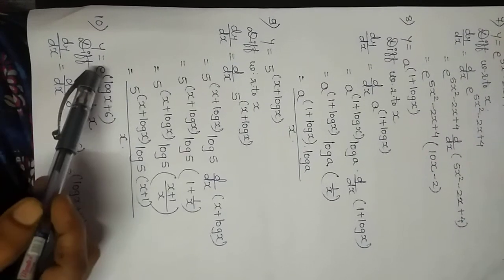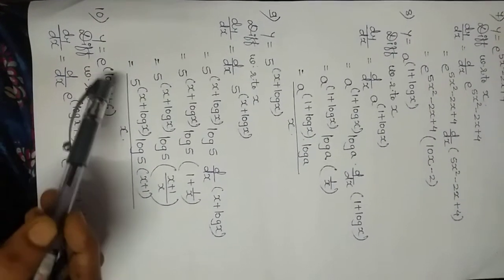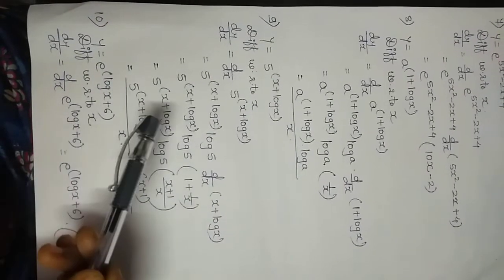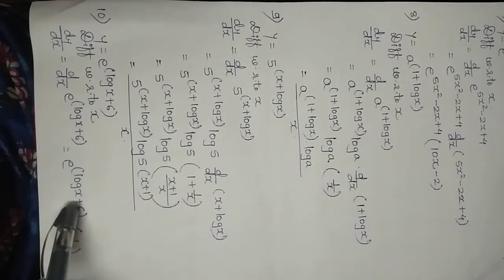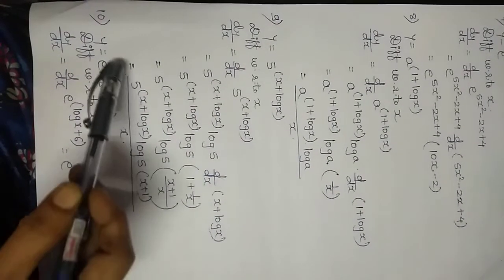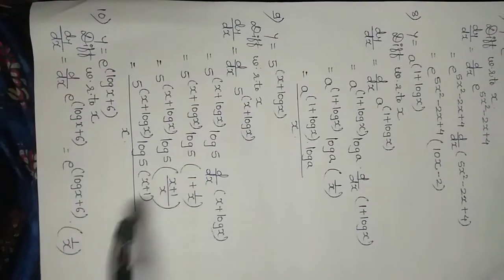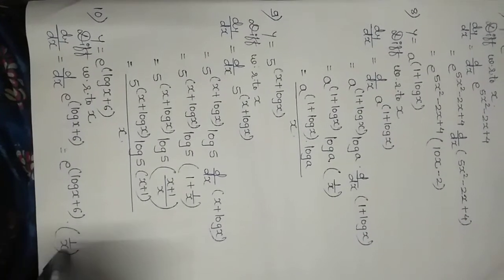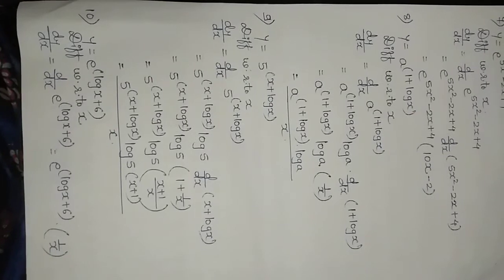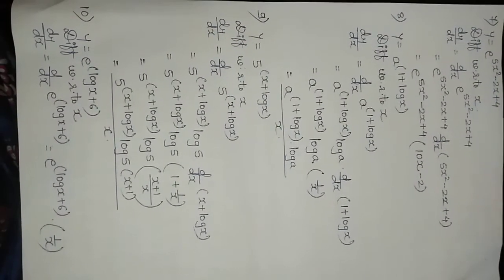Now last, y is equal to e raised to log x plus 6. Now again applying the formula of e raised to x, we know the derivative of e raised to x is e raised to x. So here also the derivative of e raised to x will be e raised to x into the derivative of this bracket term. The answer will be 1 upon x plus 0, that is 1 upon x. So this was all about the composite function. Thank you, students.